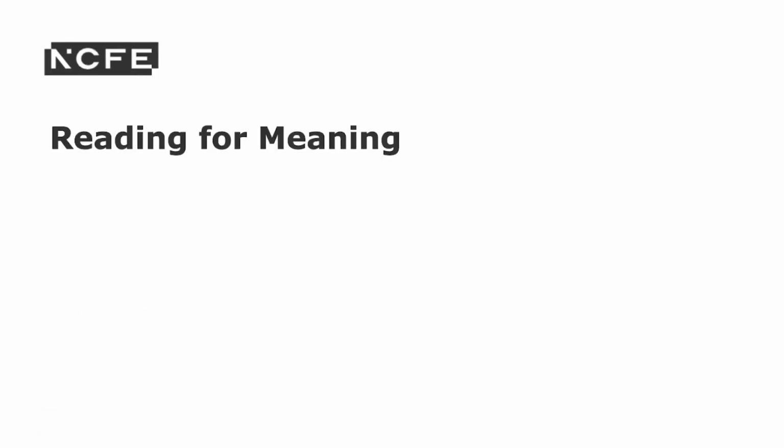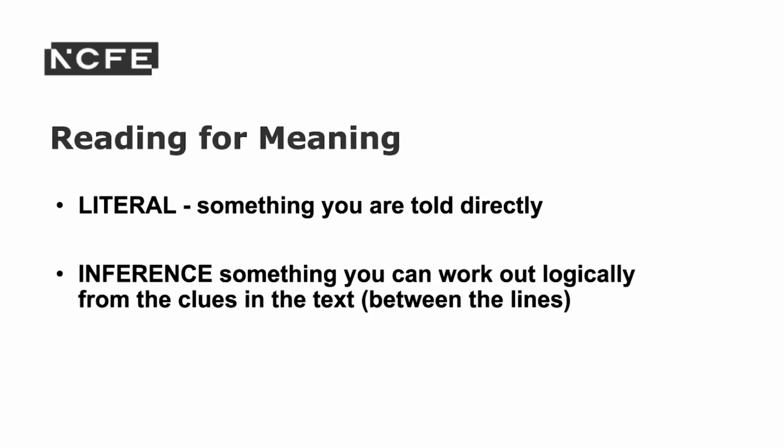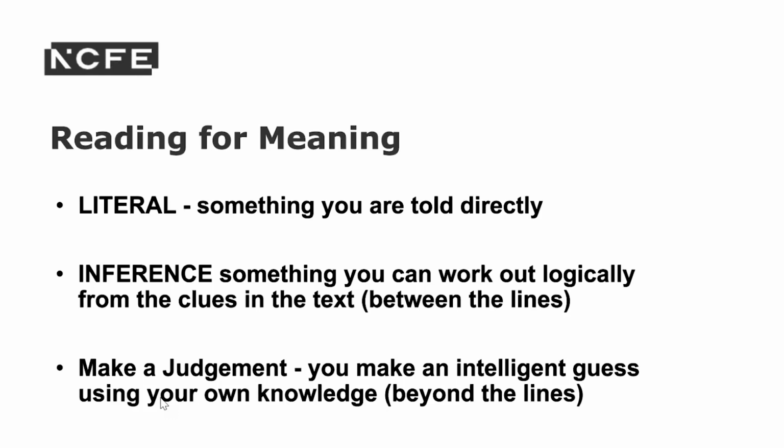So firstly, let's look at some reading for meaning terms. So you've got literal. This is something you're told directly. Inference, this is something you can work out logically from the clues in the text. So it's reading between the lines, and this is what we're looking at in this short video. And then you've got making a judgment. So this is where you make an intelligent guess using your own knowledge going beyond the lines.